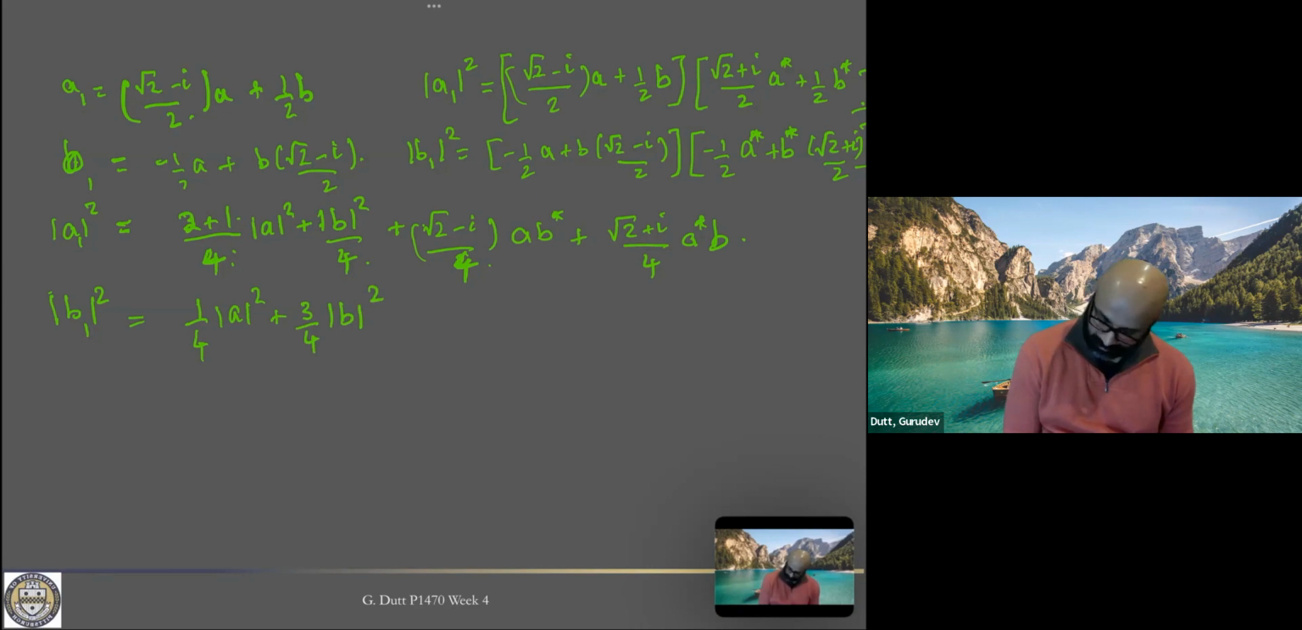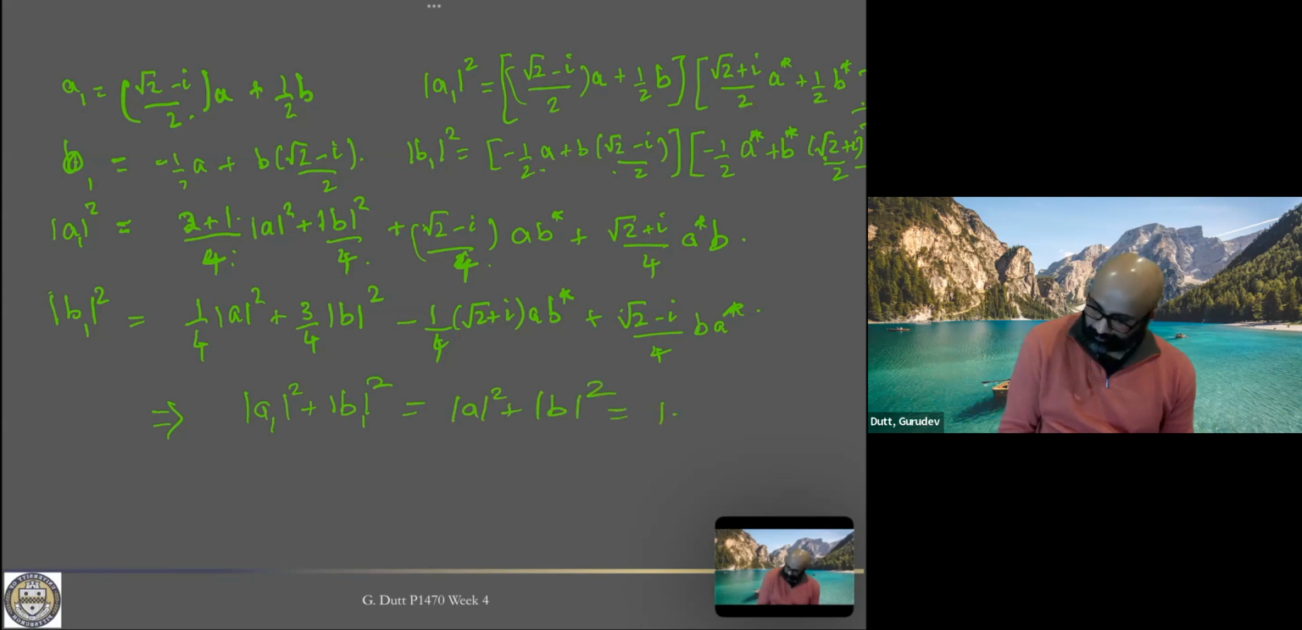And now we have to hope that all the cross terms disappear. If I did everything correctly, minus 1/4 of root 2 plus I times A B star from the first term multiplying that second term there. And this one is root 2 minus I divided by 4 times B A star. Yes. So we see that the terms all cancel. And we end up with this whole thing adding up, A1 squared plus B1 squared is equal to A squared plus B squared, which is equal to 1.